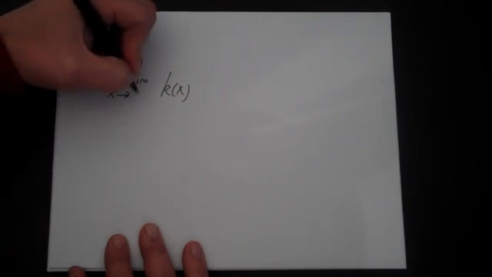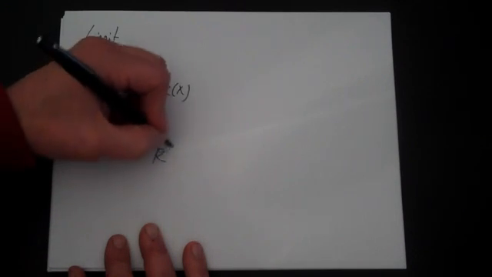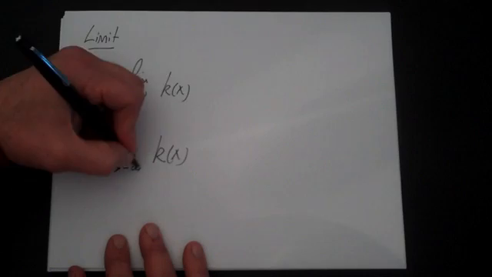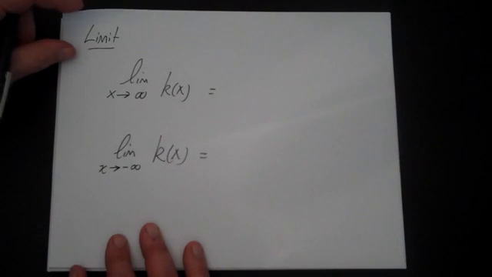And the way that we describe end behavior is we use what's called limit notation, and that's the limit, in this case, of k of x as x goes to infinity, and the limit of k of x as x goes to minus infinity. And the answers to these two questions are the end behavior.